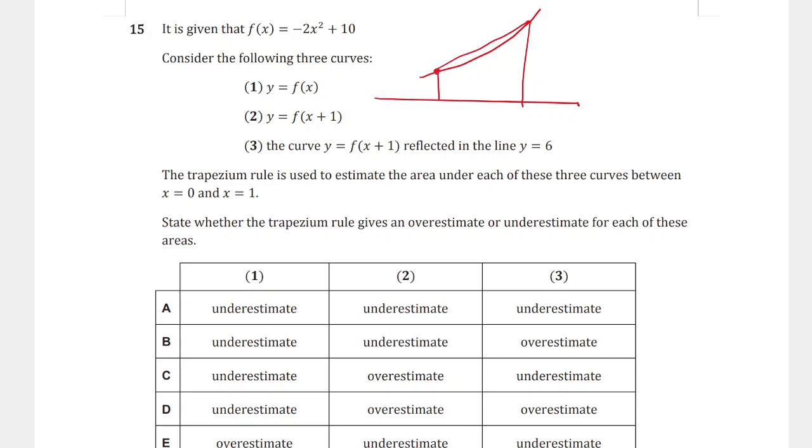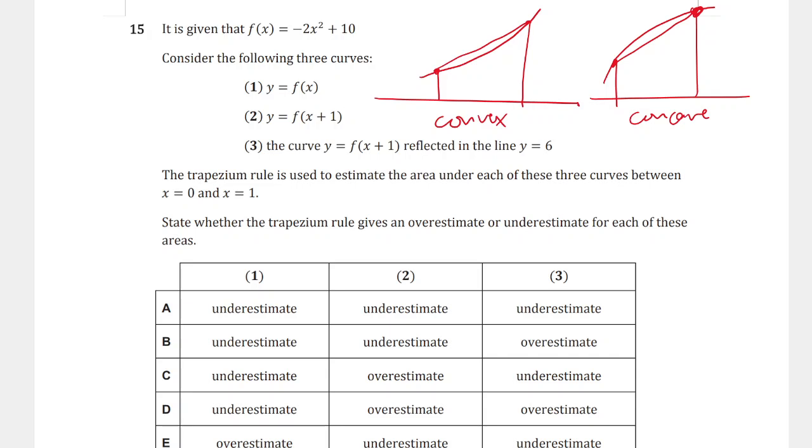But then if it's concave, then you get something like this, right? The curve goes this way. And again, I'm going to illustrate with one trapezium. You see the straight line here is under the curve, right? So this is convex, and this is concave. Convex will be overestimate, concave will be underestimate. So let's see what we get.